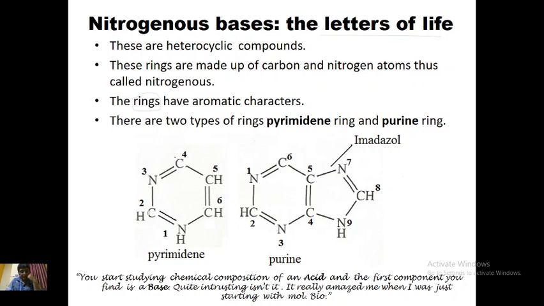And I remember the day when I was in intermediate and I was studying these rings, and you are just studying chemical component of an acid, and the very first component you find is a base. So it was quite interesting, and I was really amazed when I was just starting with molecular biology, and it was really very interesting to see how bases can make an acid.